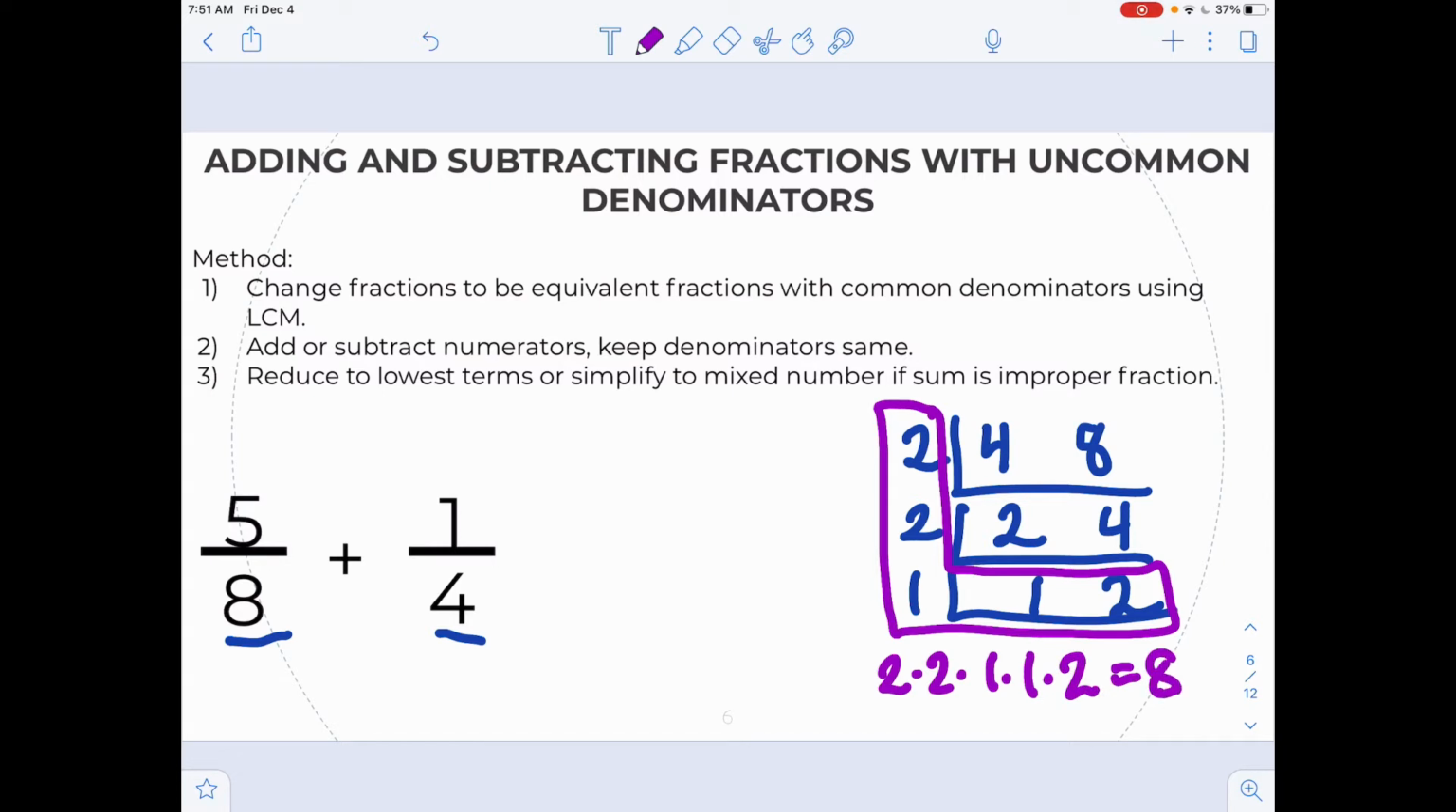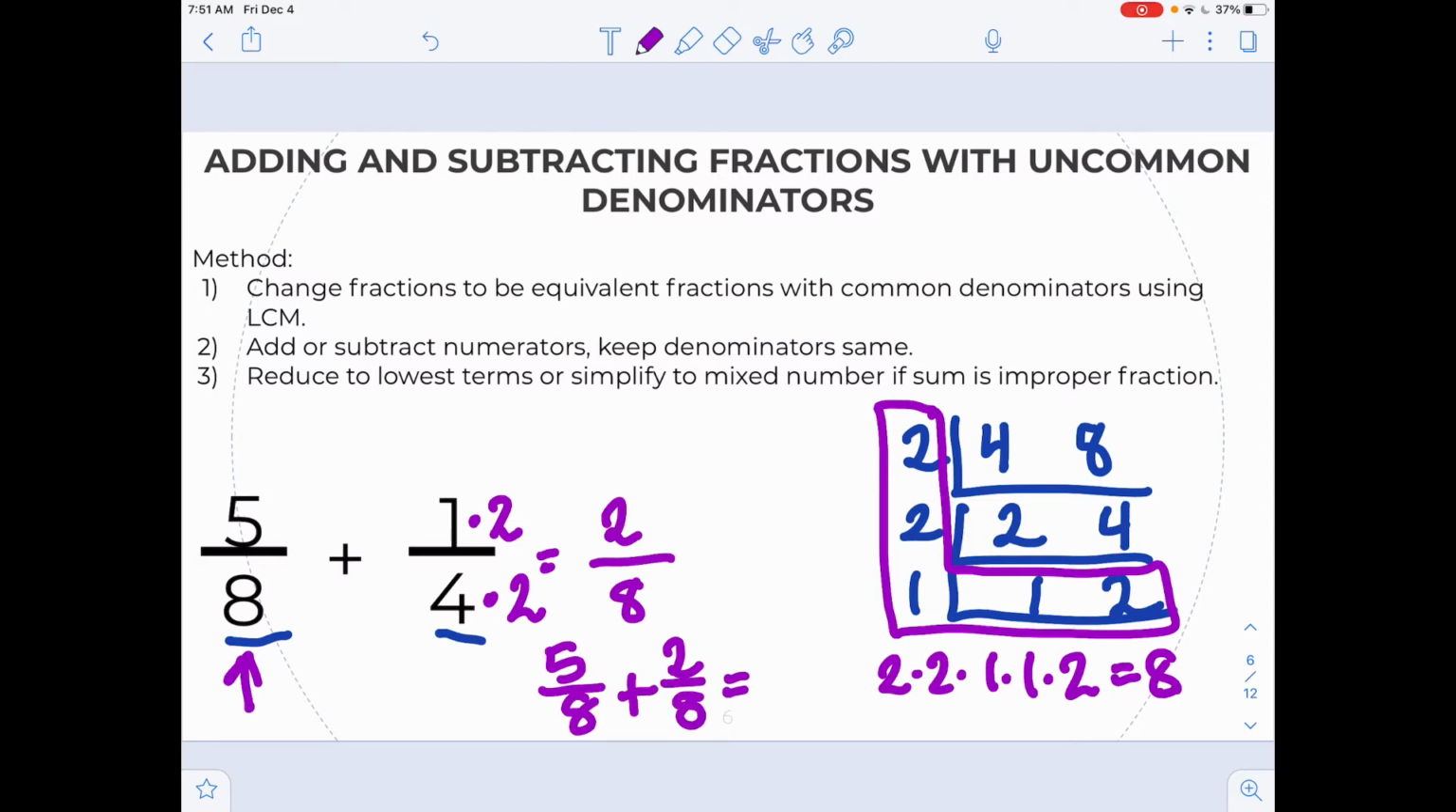I want to have both of my fractions have a denominator of 8. Well, 5/8 already has a denominator of 8. So I just need to change 1/4. I need to multiply the numerator and the denominator by the same number, where I will get 8 as the denominator. Well, 4 times 2 is 8, so I need to multiply the numerator by 2, and I get 2/8. So now I have the problem 5/8 plus 2/8, and I can pick up from the step you learned previously.